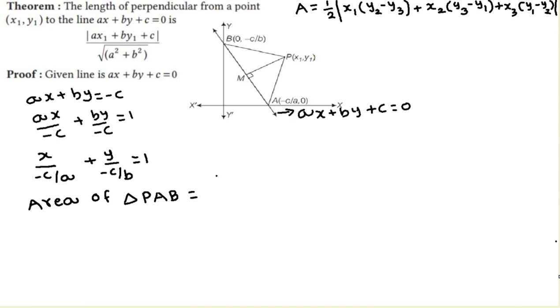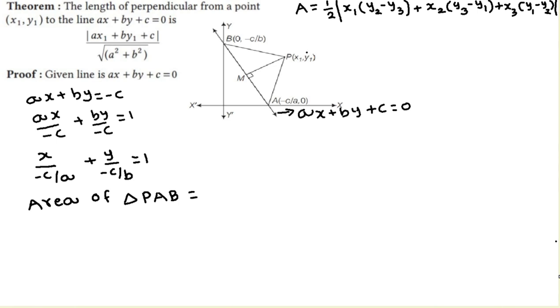In the first way, we are going to use the formula written here. This is the formula to use when three vertices of a triangle are given, (x1, y1), (x2, y2) and (x3, y3). The area of the triangle is given by half of mod x1(y2 minus y3) plus x2(y3 minus y1) plus x3(y1 minus y2). So let's use this formula to find the area of the triangle PAB.